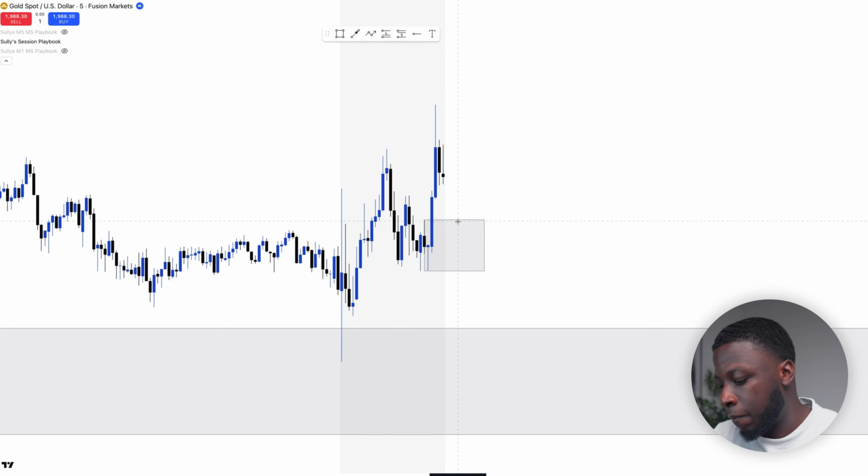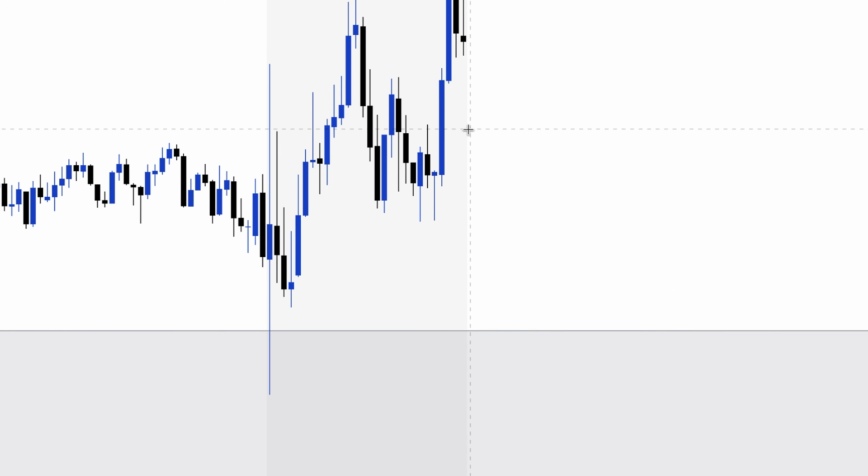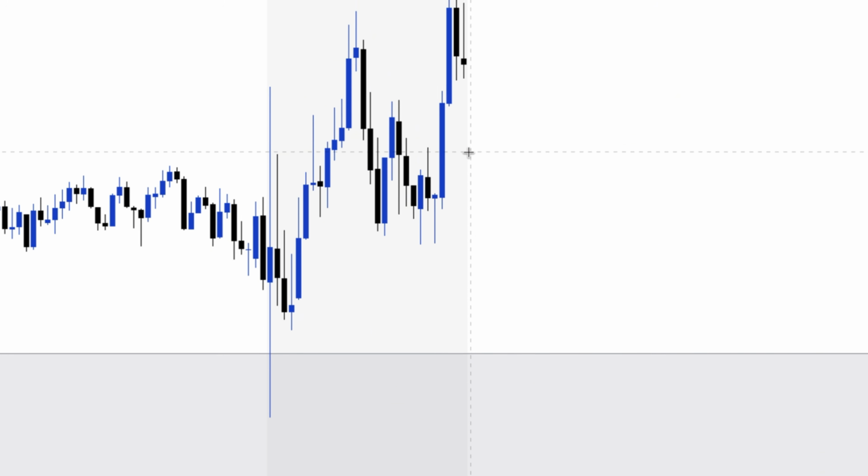So what is fair value gap? This one is tricky to explain. I have made a dedicated video on fair value gap, so you want to watch that video after this so you can fully understand what fair value gap is. But fair value gap in this case is when you have multiple blue candles like this, where you have 1, 2, 3. You need 3 candles to determine what a fair value gap is.